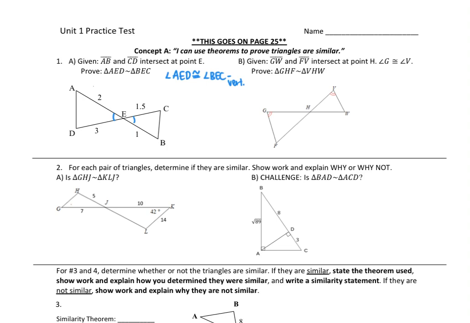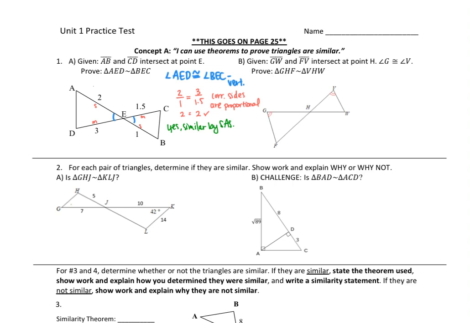So looking at these two, 2 is the smaller side, 3 is the medium, and then on the other side, 1 is the smaller side, 1.5 is the medium. So I'm going to check that 2 over 1 equals 3 over 1.5, and these both simplify to 2. So this shows me that the corresponding sides are proportional. So then we're going to say yes, similar by side angle side.